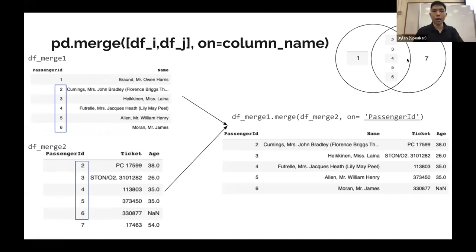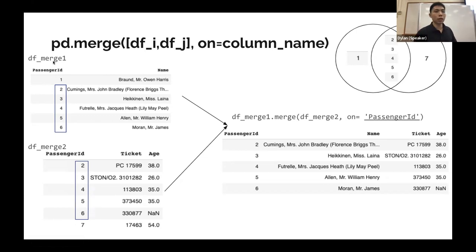What this means is, basically I put that in the Venn diagram here. This is from df merge 1 and this is from df merge 2. Those in the intersect are found in both merge 1 and merge 2, based on equal passenger ID. So I look at here: for df merge 1, I have passenger IDs 1 to 6. For df merge 2, I have 2 to 7. So for df merge 1 and df merge 2, we have 2 to 6. And 1 is not found in df merge 2, so it's outside the df merge 2 circle. For df merge 2, we have 7, which is not found in df merge 1.